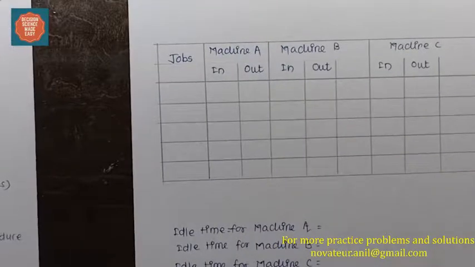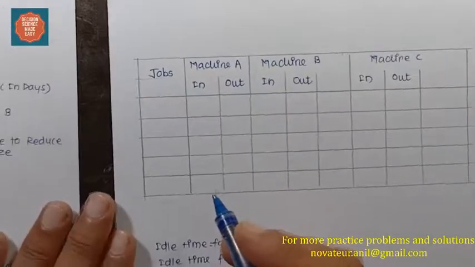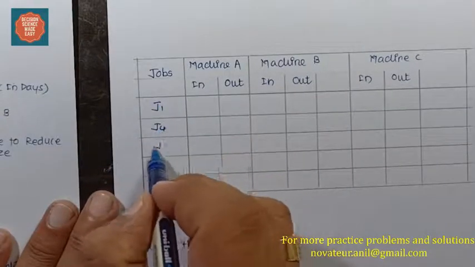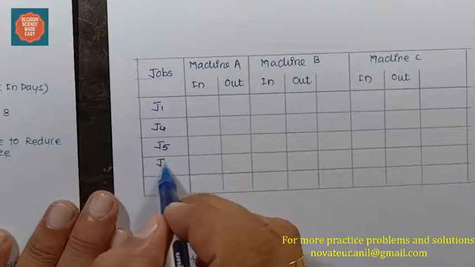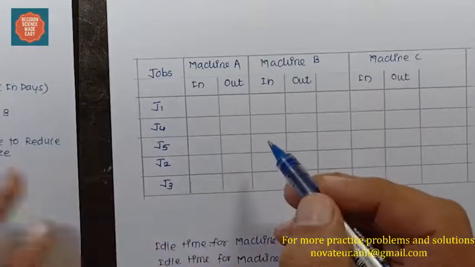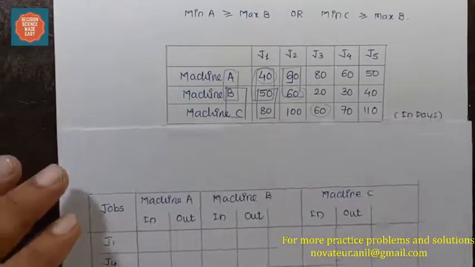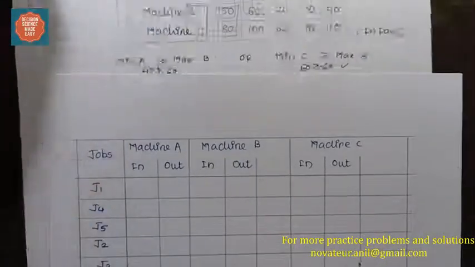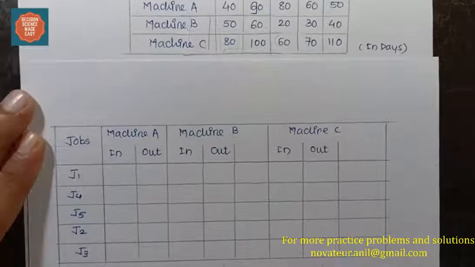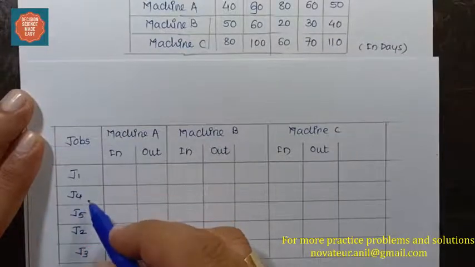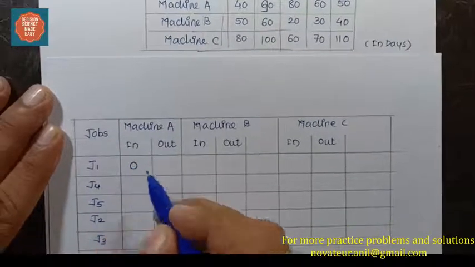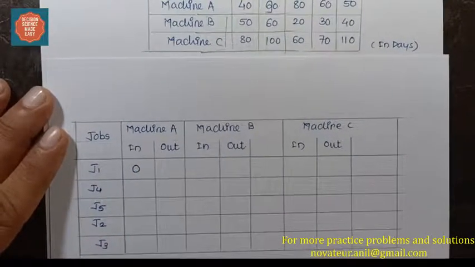So I'll just rewrite the number of jobs: J1 followed by J4, J5, J2, and J3. Now again, as we know, I'll be requiring this. So what is the in time? Of course, the very first machine processes the jobs in this order, J1, J4, J5, J2, and J3. As the rule, we know the first machine operation starts with the 0 timing.